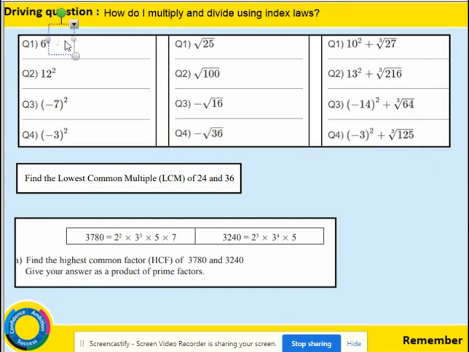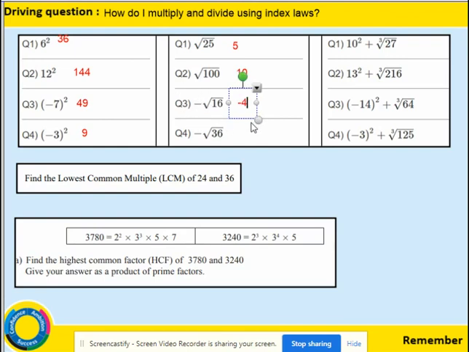Okay, 6 squared is 6 multiplied by 6, which is 36. 12 squared is 12 multiplied by 12, which is 144. Negative 7 squared is negative 7 multiplied by negative 7, which is 49. And negative 3 squared is negative 3 multiplied by negative 3, which is 9. The square root of 25 is 5. The square root of 100 is 10. The square root of 16 is 4, but we've got a negative before that, so that would be negative 4.